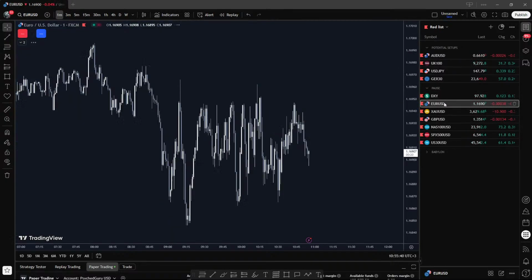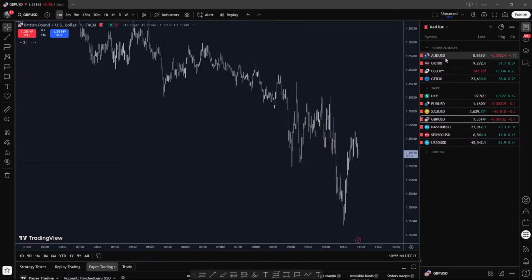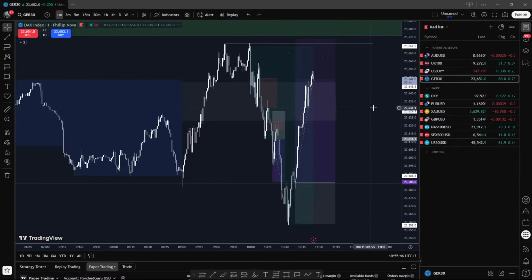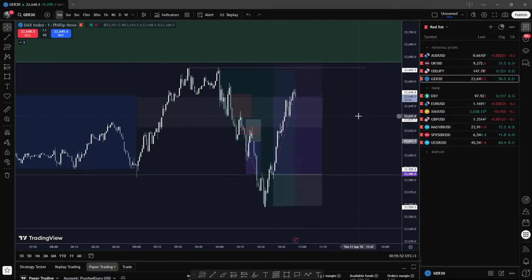Let's check a bit how the rest of the pairs did. Nothing much really. We just need that and we're done. We need a small portion of the move. We don't even need this big. Yeah, it would have been nice to get a big portion, but it doesn't matter. Our trade is over for today.